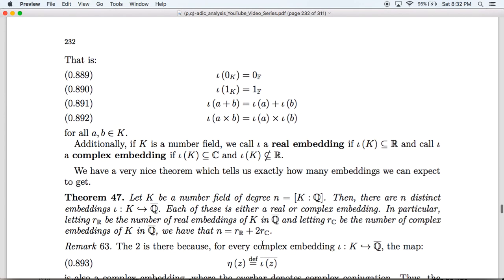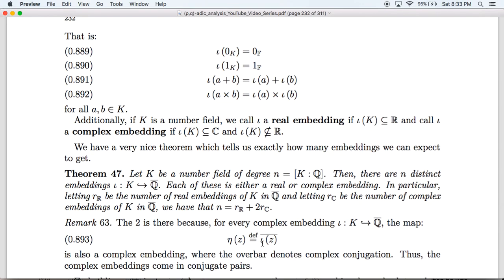Now there's a very nice theorem which tells us exactly how many embeddings we can expect to have. Let k be a number field of degree n over Q. Then we get n distinct embeddings of k in the field of algebraic numbers. Each of these embeddings is either a real embedding or a complex embedding. And if we let r_r be the number of real embeddings, and let r_c be the number of complex embeddings, then n is equal to r_r plus 2 r_c.